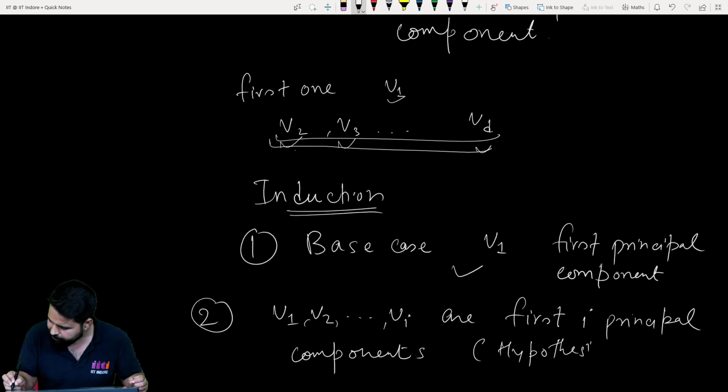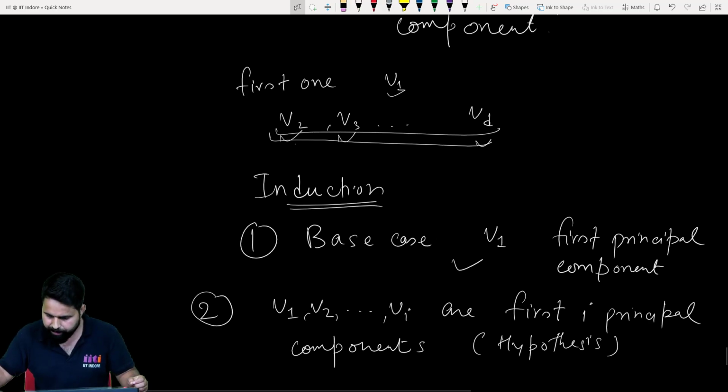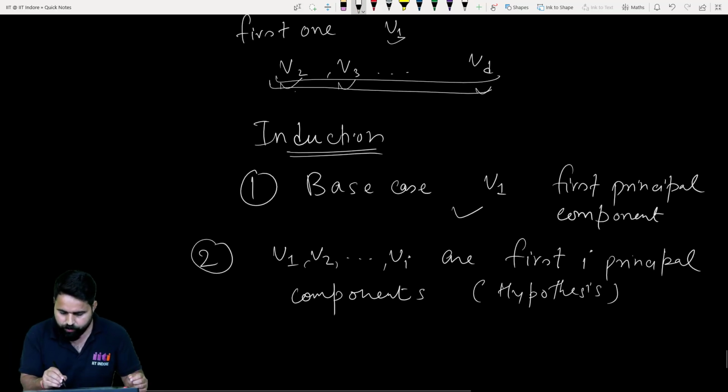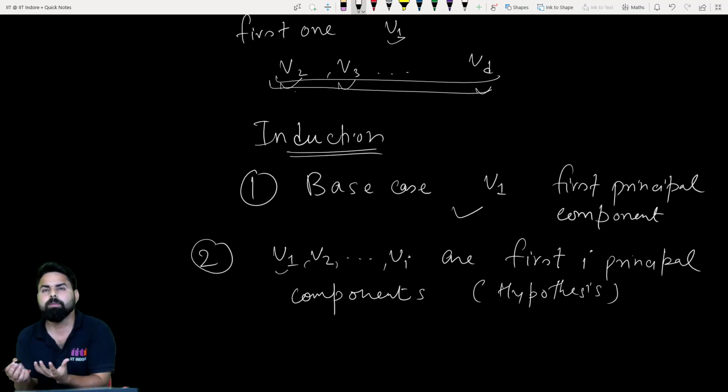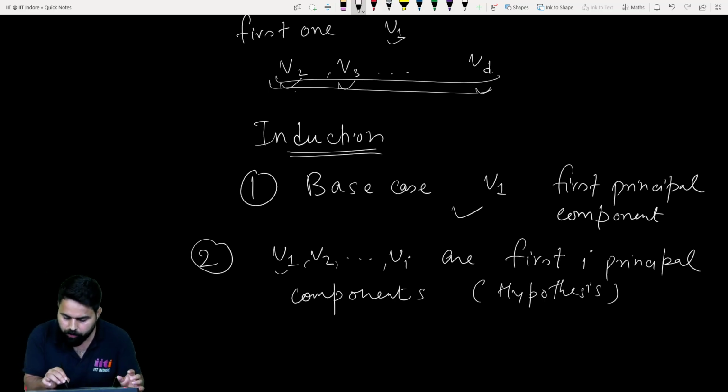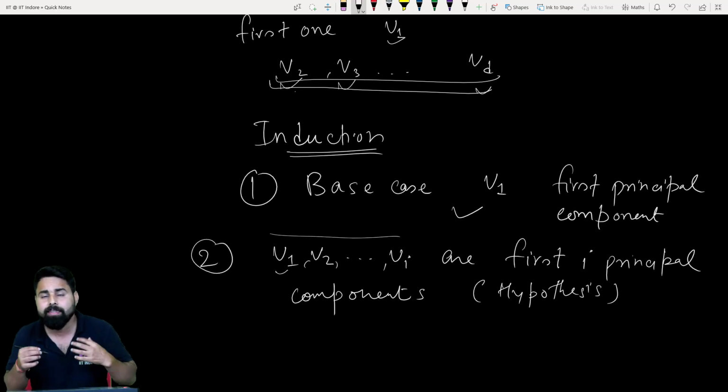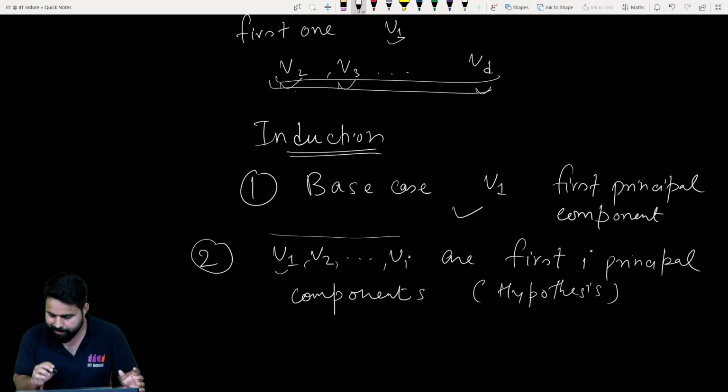Hypothesis. What do we mean by this? The meaning is that V1 will give you the maximum variance, V2 will give you the second best, and Vi will give you the ith best variance, and all these are orthogonal, right? We have already seen that these eigenvectors are orthogonal. This is a very basic, beautiful property of symmetric matrices.